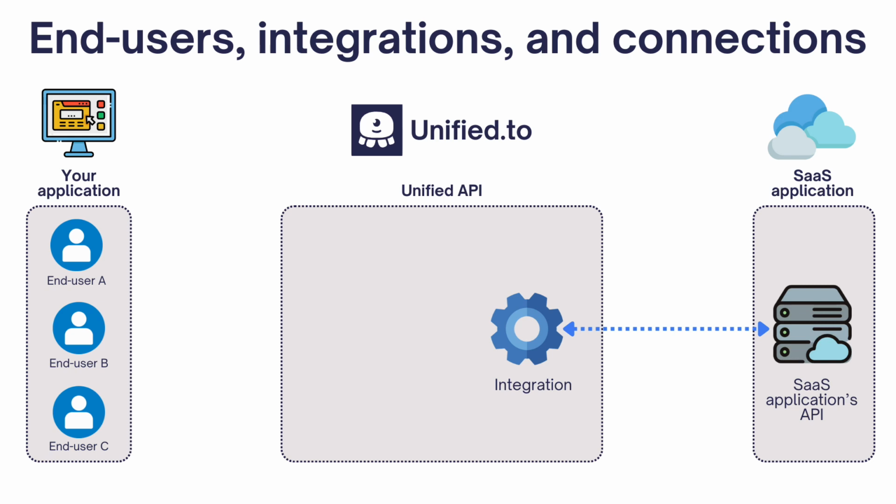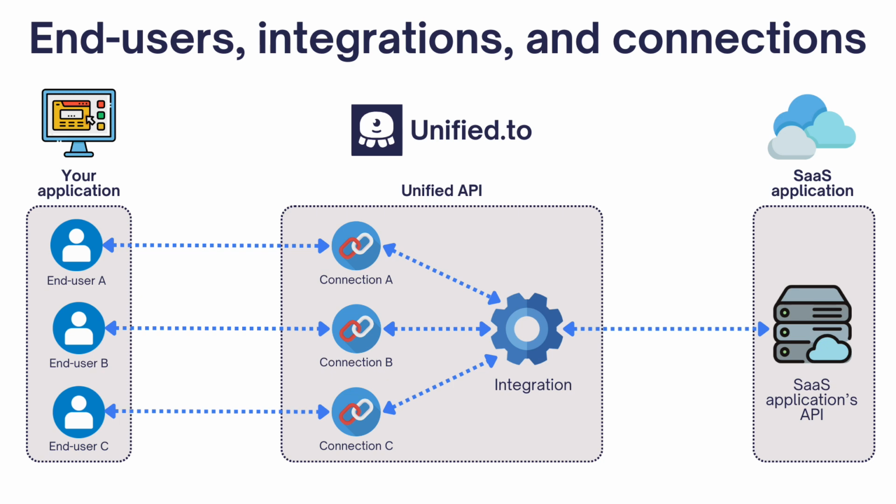In order for your application to access an end user's account on a SaaS application, that end user must authorize your application to access their account. When the end user provides that authorization, it creates a connection in Unified.to. Now, a connection is an object that represents the end user's permission or authorization to use an integration to a SaaS application so that your application can access their account on the SaaS application.